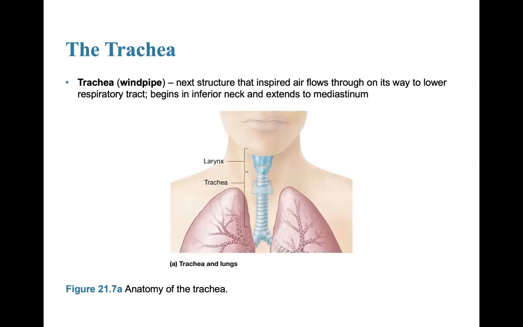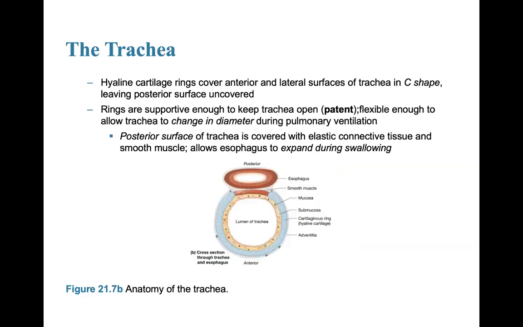Okay, so the next structure is your trachea, or your windpipe. This will be the next structure which air will flow down from the larynx on its way into the lower respiratory tract. It begins in the inferior neck and it will extend into the mediastinum. The trachea is going to be composed of hyaline cartilage rings.